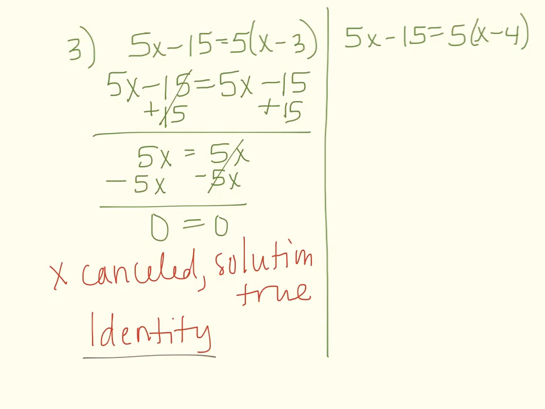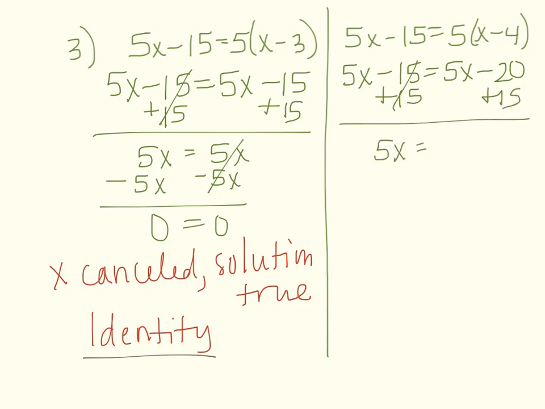Now let's look over here. What happens if it's not true? What happens if x cancels but the solution is not true? Well, let's look at what that looks like. So same type of problem. I'm going to put my numbers together first. I'm going to add my 15 over. Put my x's together. I get to use the inverse property again. I'm moving over the equal sign, and I get 0 equals negative 5.